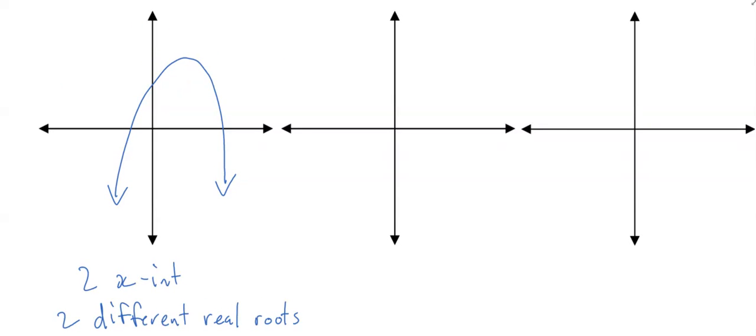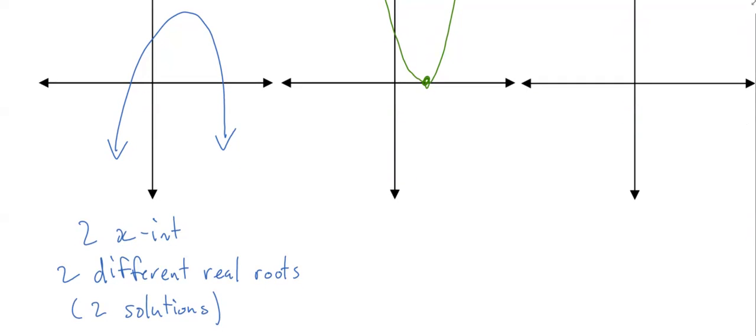The next one could look like this. Whoop, let me try that again. How many x-intercepts do we have here? 1 x-intercept.